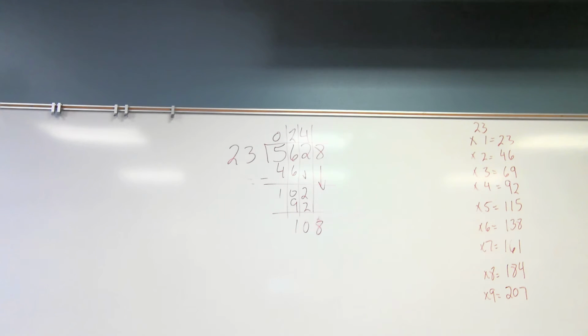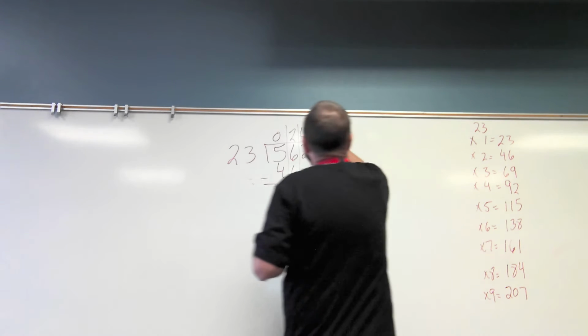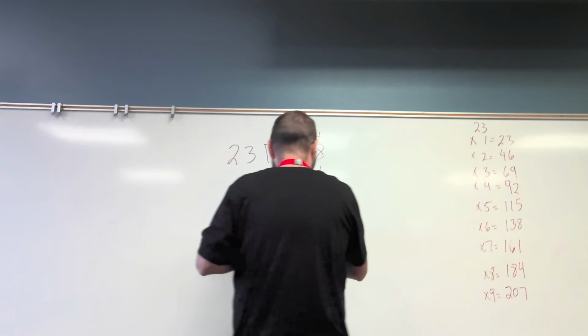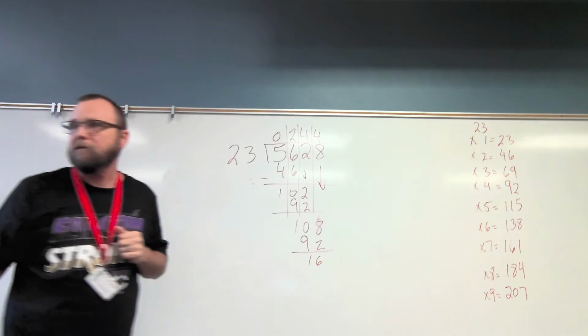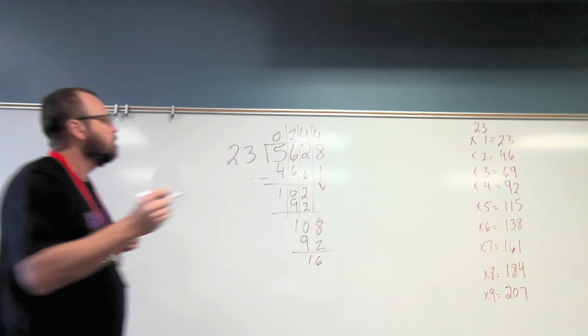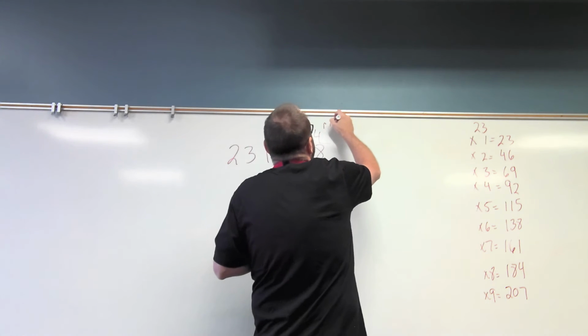Bring down the 8. And we take 23 into 108. So I go over here and I find as close as I can get to 108 without going over, and that is 4. So it's just 92. And that gives me 16. All right, so I have 244, remainder 16.